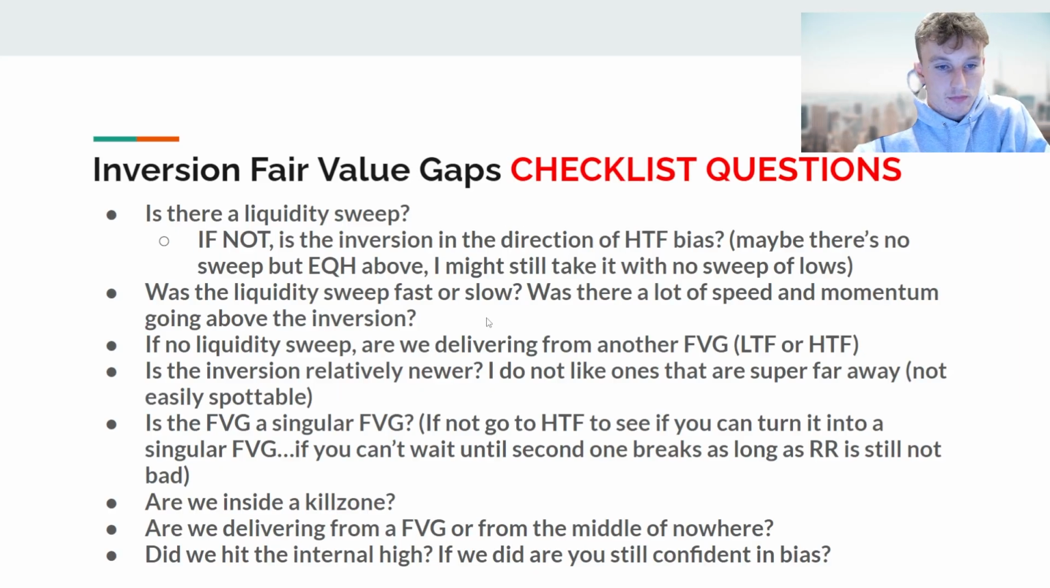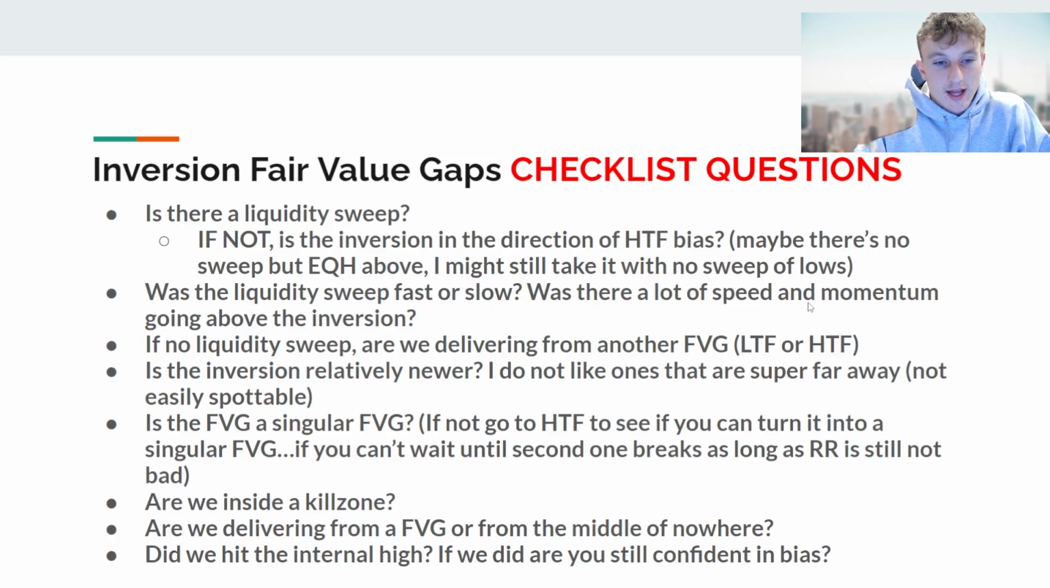All right. Was the liquidity sweep fast or slow? Was there a lot of speed and momentum going above the inversion? The best inversions are always going to have a fast liquidity sweep. So if I'm taking a bullish inversion, the best liquidity sweeps are always going to be a fast down move as well as a fast up move. A lot of people underestimate how fast the down move has to be.